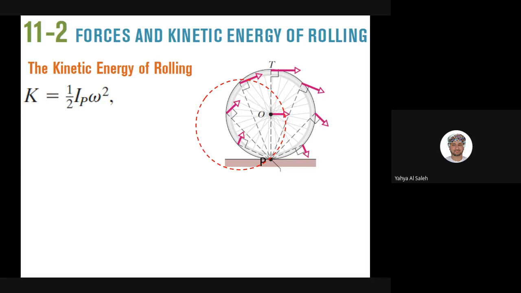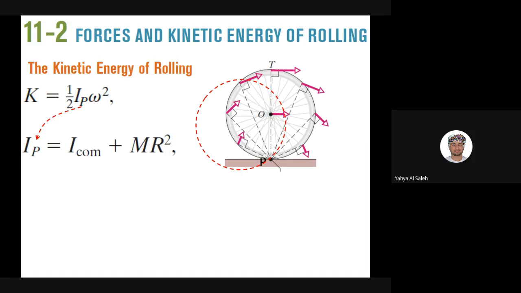the kinetic energy would be half I omega squared for the rotation bit. Now, this thing says I_P because the rotation is about point P.